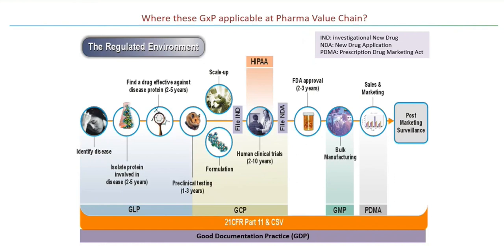Once that is done, it is forwarded for formulation. When I say formulation, some drugs we get in the form of tablets, some in the form of capsules, and some as syrups for kids, right? That is the formulation. They need to identify which type of formulation the drug is going to have, and then slowly they will scale up.